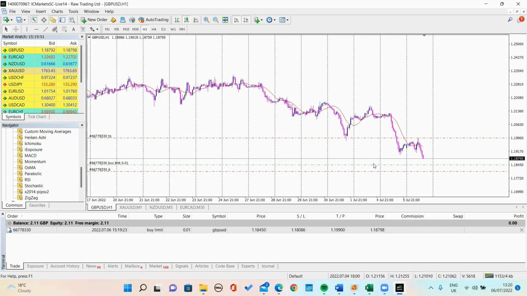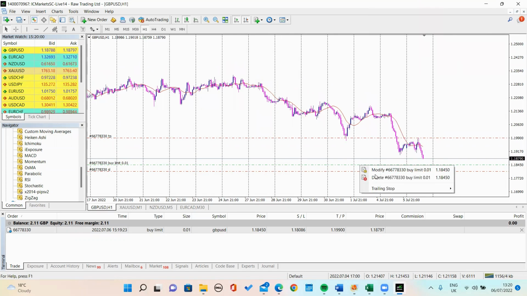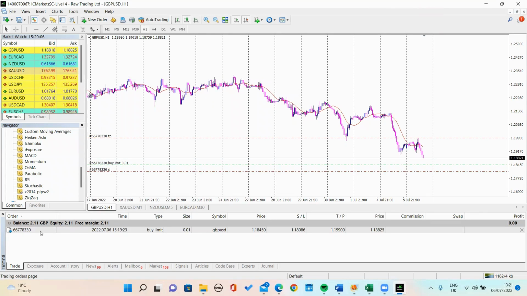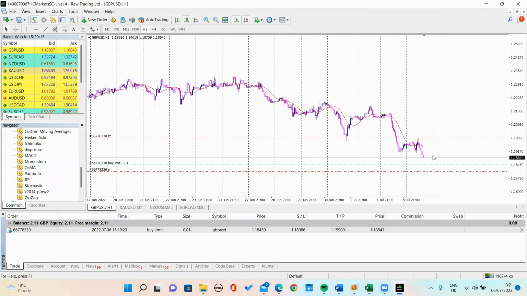It's just a visual to help you understand. And if you want to delete this, because remember, pending orders don't mean you're in a trade, you can delete it at any time by right clicking on the order itself and choosing delete, or you can right click down here. This is where all the trades go. So you can select the buy limit, press modify or delete, and you can delete it. And you know that it's not entered because you would see your money placed here, moving up and down.